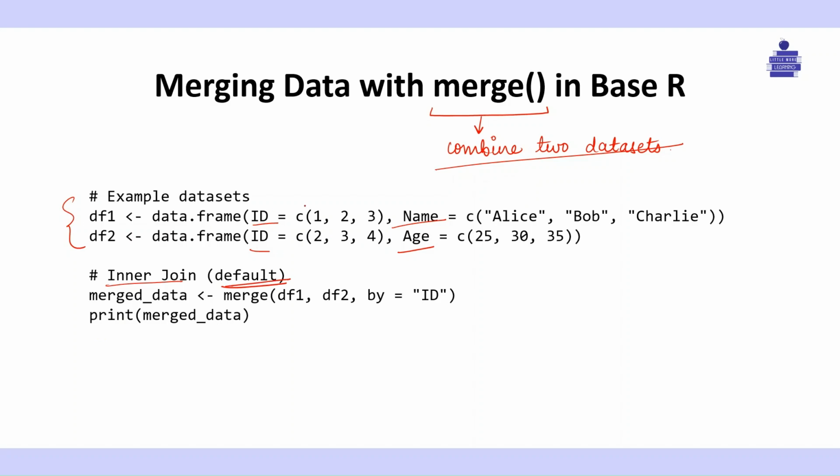What will happen? It will make a new data set named merge data. With the help of the merge function, it will merge the first and the second data set by the attribute ID and lastly print us the data set. It will keep only the common rows like 2 and 3. 1 and 4 are not present in both the data sets, so these are neglected and only rows with matching ID values are included, that is of Bob and Charlie.